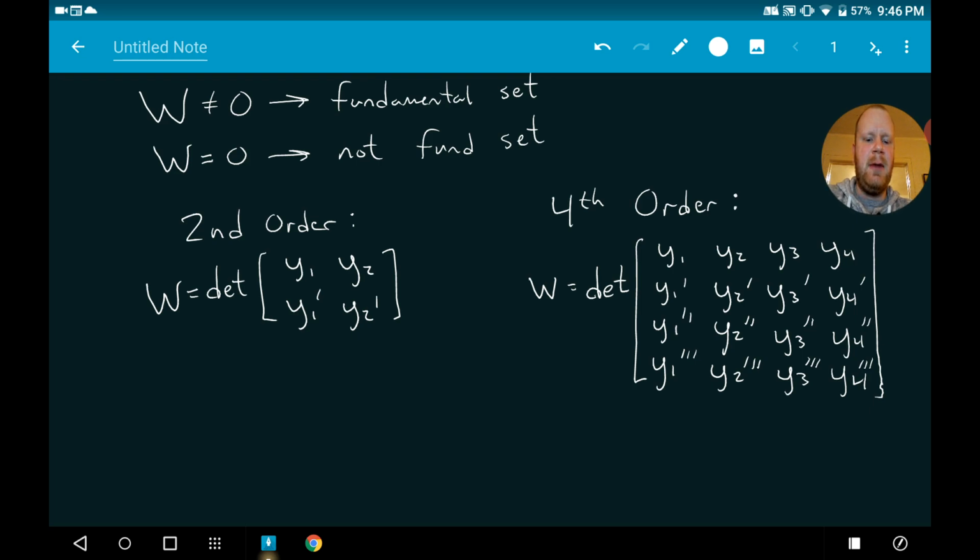But in any event, those are the 2 things that I want you to know about higher order differential equations. Can you solve them? And given a set of solutions, can you show me that they're a fundamental set?